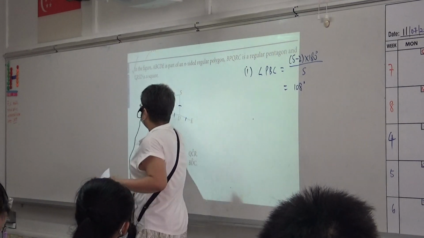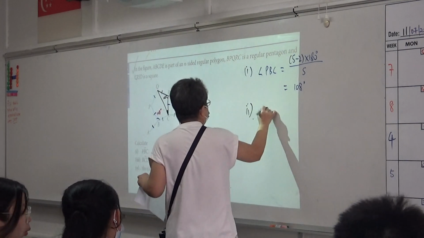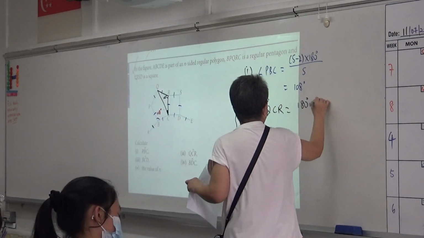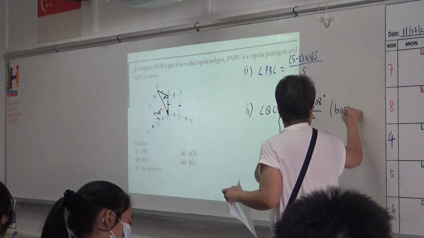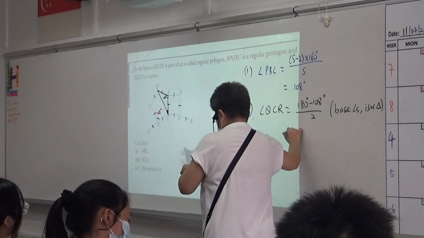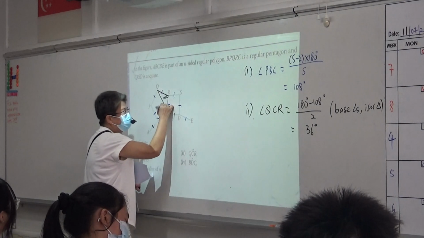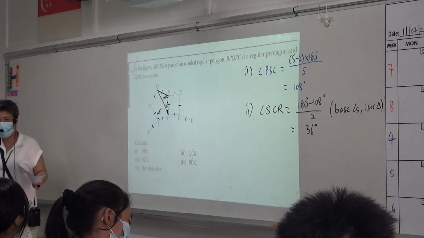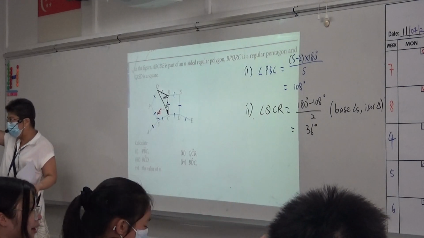What do you realize about this triangle? Isosceles, very good. So angle QCR will be 180 minus 108 divided by 2, right? This is called base angles of an isosceles triangle. So this will give me 36 degrees. That means this one is 36 degrees. Okay? So far, okay? How many can get these two parts? You must look at the diagram that you are given.